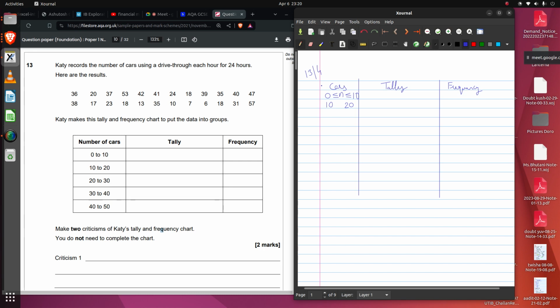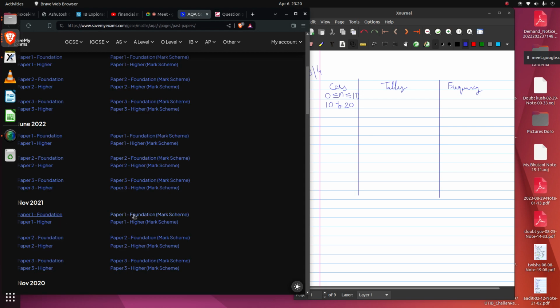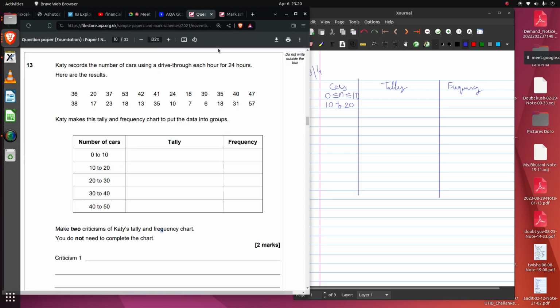57 is a number here. 53, I see a number, and 57. So obviously one group is missing. It should have more. One more thing is, what is the meaning of 10 to 20? It is not clear. Where should we count the boundary values? We don't know that.